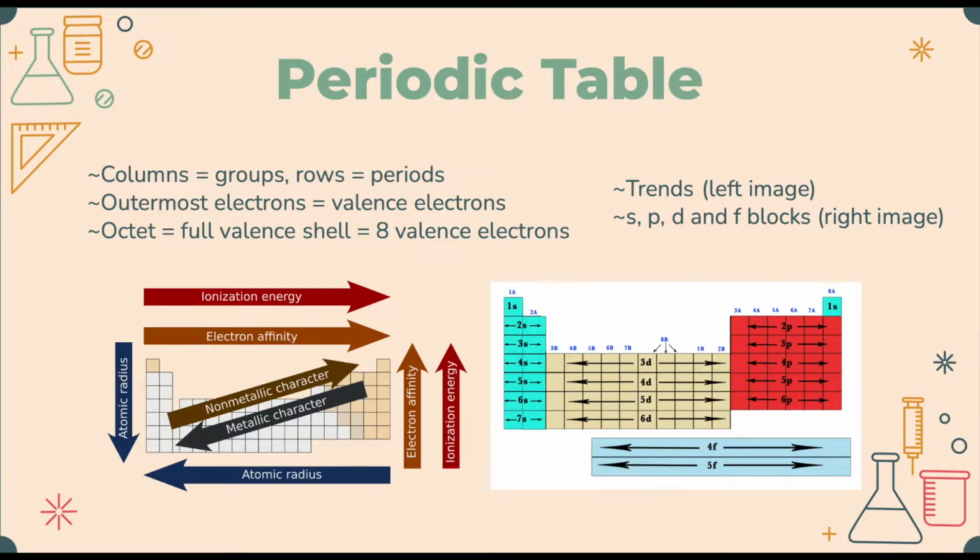The outermost electrons in an atom are called the valence electrons. These can be found by looking across the rows of the periodic table, which can be divided into the S, P, D, and F blocks. For example, carbon has 2 electrons in the S block and 2 electrons in the P block, so it has 4 valence electrons. Atoms with a full valence shell of 8 valence electrons, such as the noble gases, are said to have an octet.